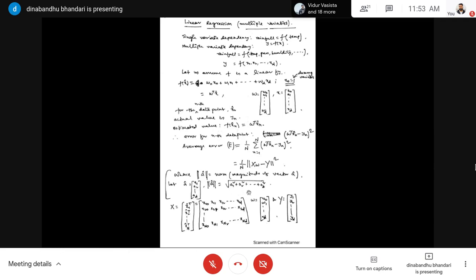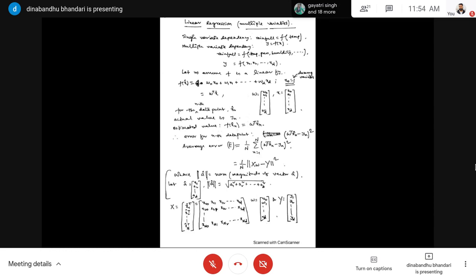A1 square plus A2 square up to AD square. You just square the components, sum them up, and take the square root. Remember that. We have done that in class maybe 11, 12 times now. We used to study this at graduation level.